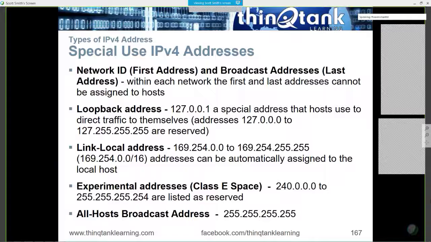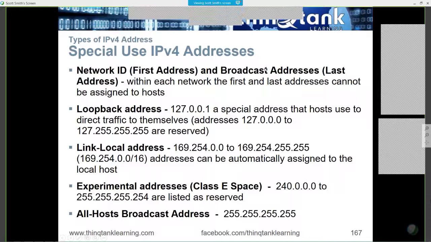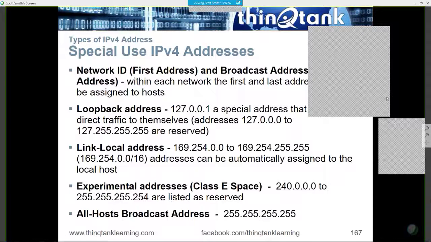The experimental class, of course, we talked about that. Pretty much not used today. And then the all-host broadcast or all-network broadcast address is 255.255.255.255. That's used quite a bit for things like DHCP and other protocols. Most of the time, routers will block that. You can ping that address, but it doesn't work all the time.